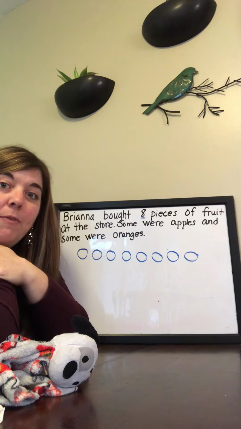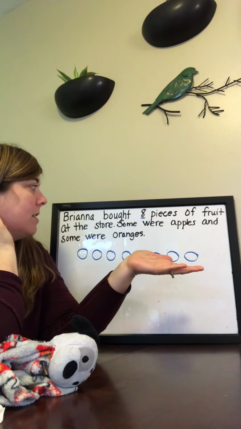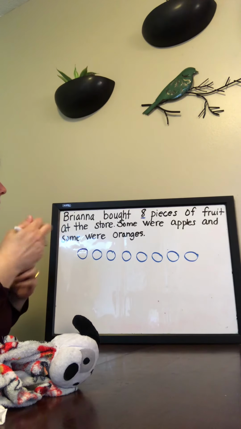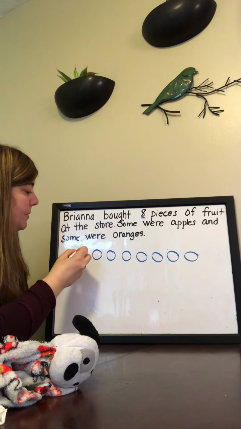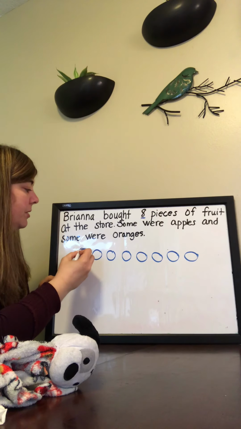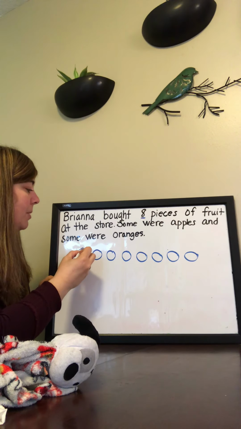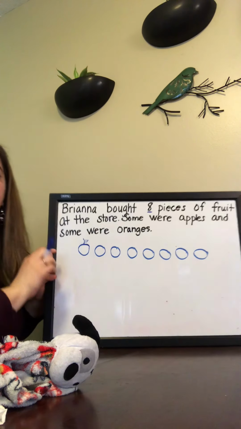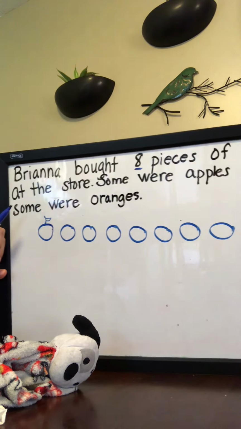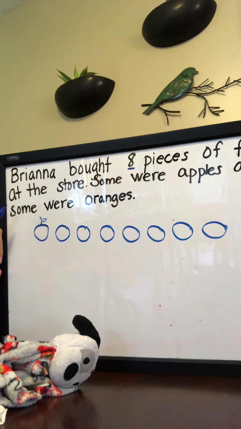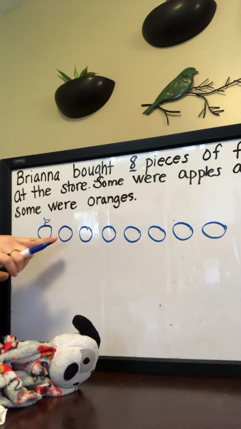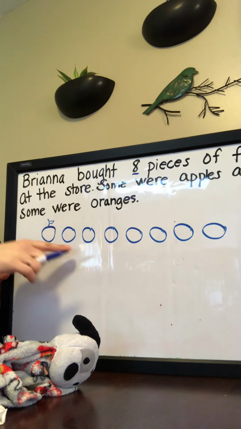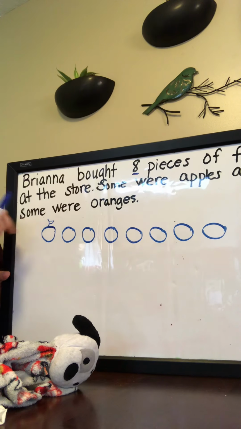So like we've done before, I want you to make some of your fruit apples and some oranges. I'm going to show you what you can do to make them look like apples. Oranges are usually pretty circular. So if you want to make it an apple, you can draw a little stem and a little leaf on top, just like that. All right, so I want you to pause. Make some of these look like apples and some look like oranges. Oranges are going to stay like this. Apples are going to have the stem and the leaf.